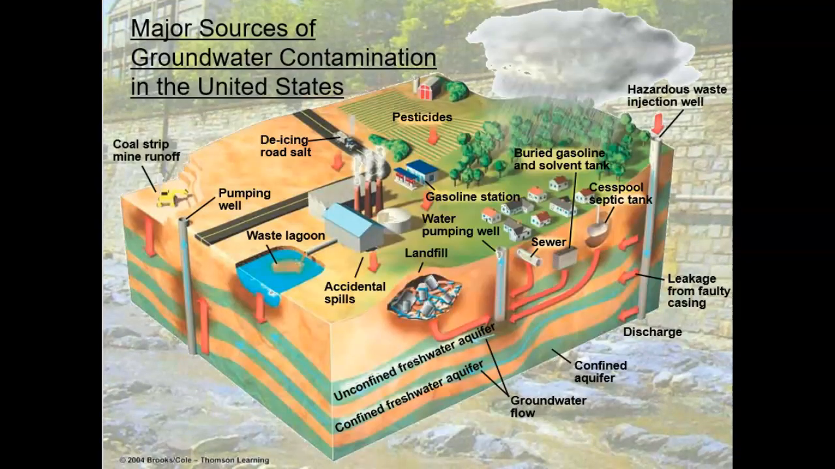So, major sources of groundwater contamination. Here's a graphic to show you some of these. Here's a waste lagoon. You can see mining runoff, de-icing with road salts. Not done in California, but it is done in other parts of the country where they use road salt for de-icing. Pesticides, gas stations. These have been found in our county and many others to be leaking.